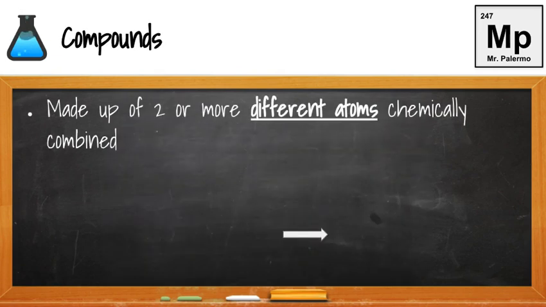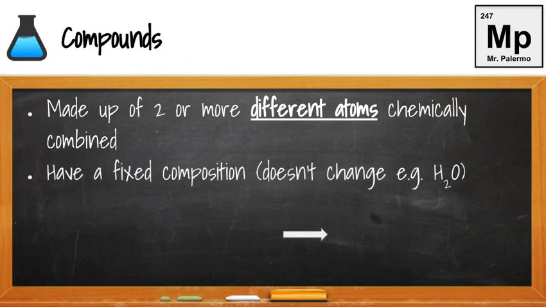Compounds, the word compound means two or more, are made up of 2 or more different atoms chemically combined. We had our diatomic elements where there are 2 of the same types of atoms. What makes a compound different is that they're different atoms put together. They have a fixed composition. What does that mean? It means that it doesn't change. For example, water is H2O. It's never going to be anything else. It's not going to be HO or H3O. Those are different types of compounds. So it's a fixed ratio or fixed composition.